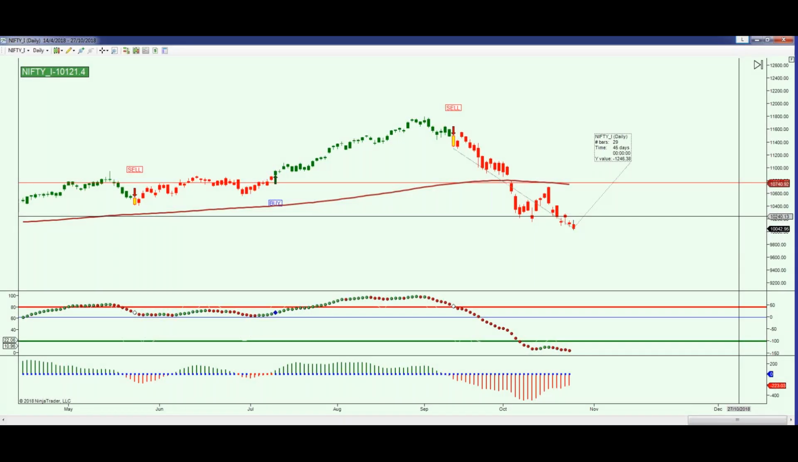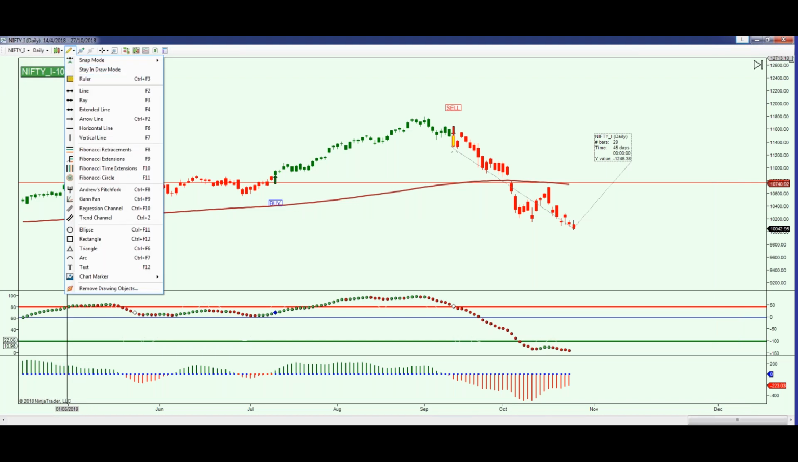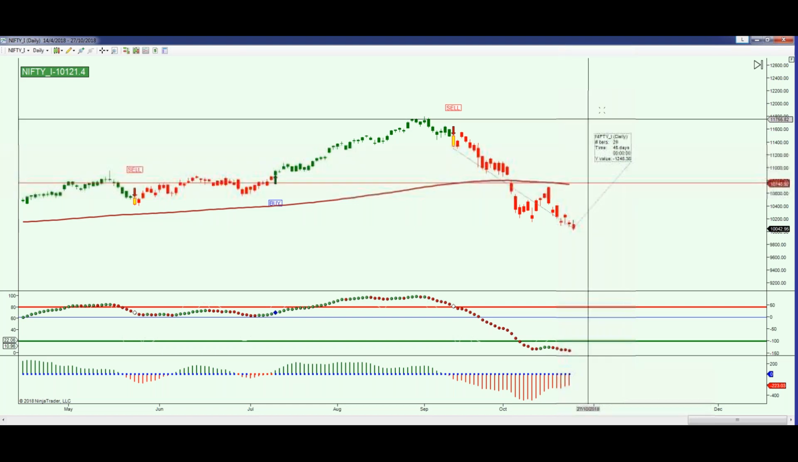So here, seeing the chart here, I have just taken a ruler and drawn a line from the entry point to the exit point, that is yesterday's, day before yesterday's, that is the previous day's close. And from there I have calculated the figure.